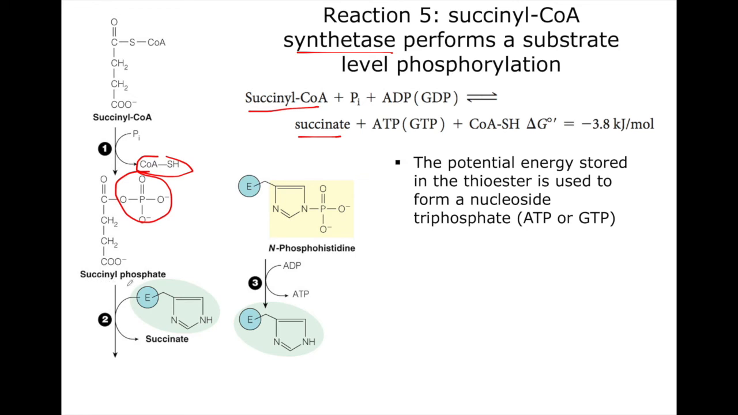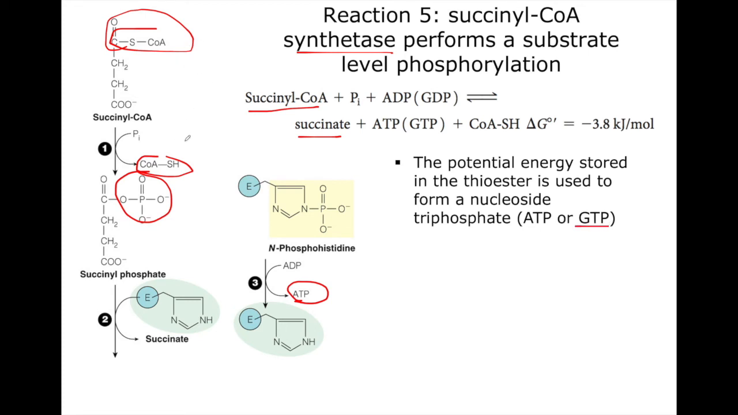Now that succinyl phosphate, the phosphate will then be transferred onto our enzyme. In the active site, there's a histidine which will get that phosphate transferred to it, and then that phosphate will get transferred to ADP to form ATP. Now again, in humans and most mammals, GDP is going to get phosphorylated to form GTP. So as we see here, the potential energy stored in the thioester, this is our thioester right here, is used to form a nucleotide triphosphate. Again, most of ours is going to be GTP.